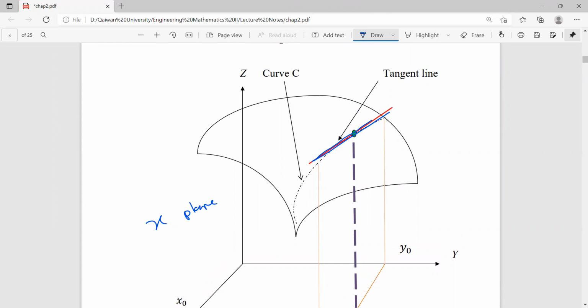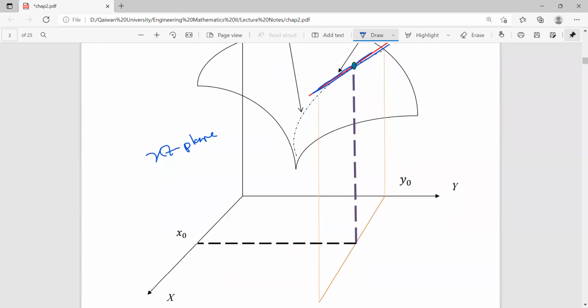This is xz. Look, it's the same as having a plane like this here. It's parallel to what? To the xz plane. And we have a plane like this here. It's parallel to what? Parallel to the xz plane. It's parallel to this one. Okay. Sorry.